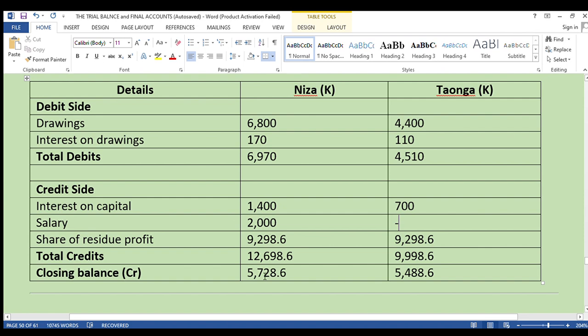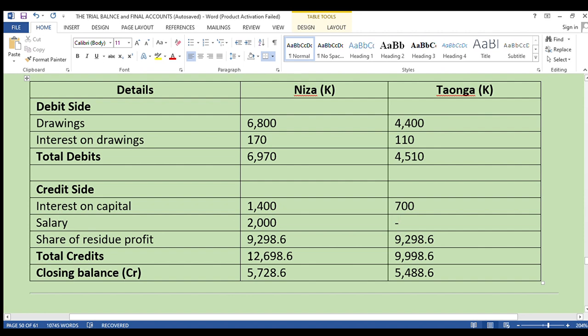So the big number is... where is the big number here of 6,000? Sorry, here we have 12,000. Yes, for NISA of 12,000, right? So meaning that we have more money on the credit side. Therefore, we're going to have a closing balance on the credit side.